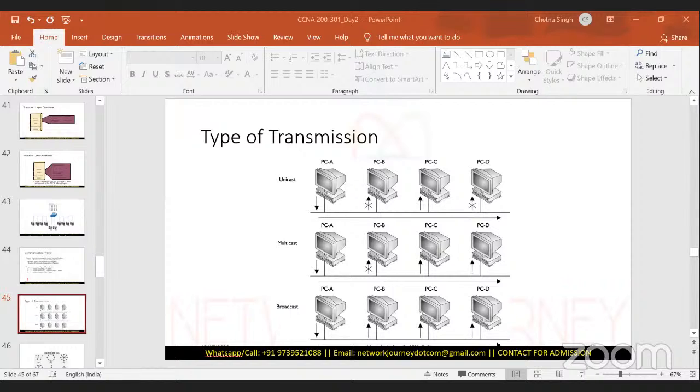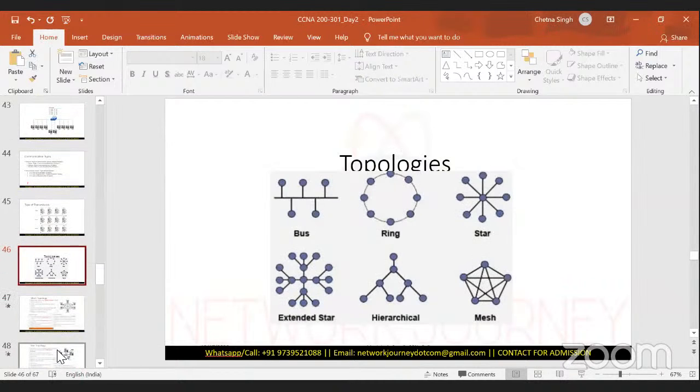Next, we'll move on towards the topology. This is the way you arrange your systems, your computers, your servers. Topology is just an arrangement of the networking devices, the way we arrange the devices. So we have a bus topology, a ring topology, a star topology, a hierarchical topology, and a mesh topology. We also have a hybrid one where we can use both bus and ring, or a bus and a star kind of topology.